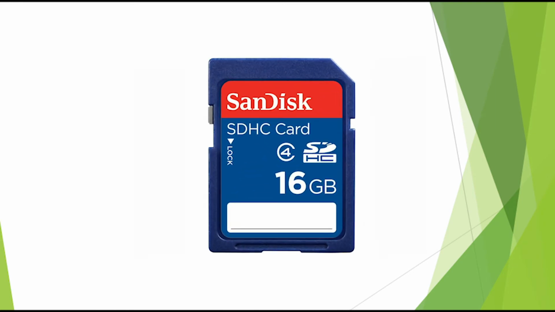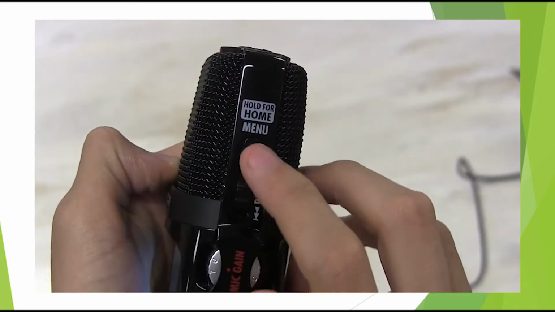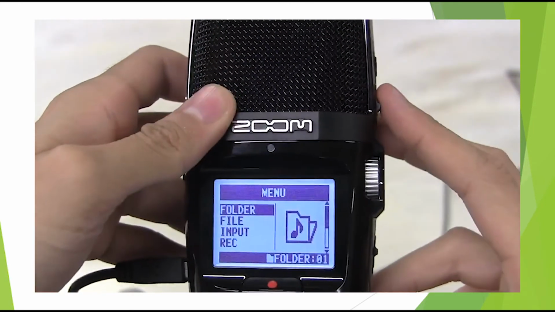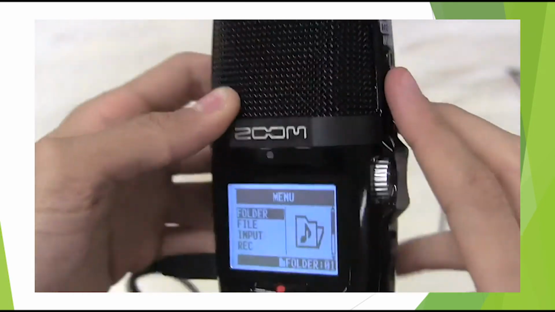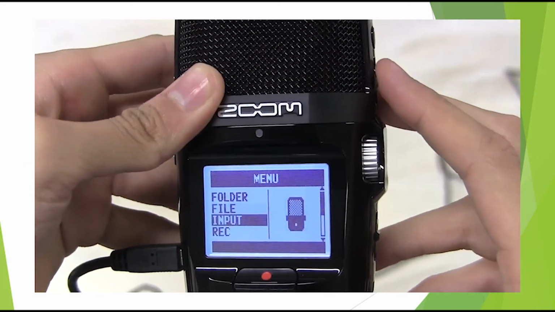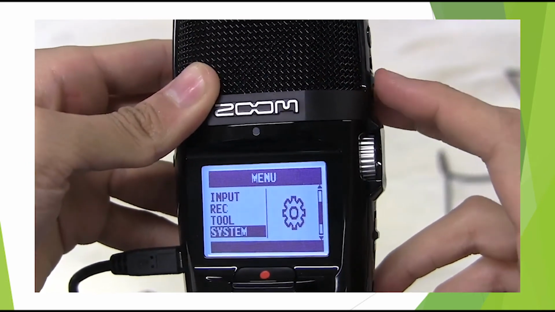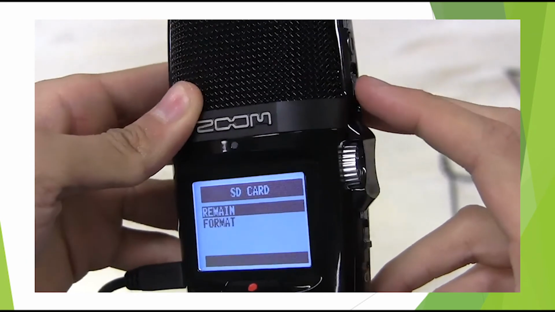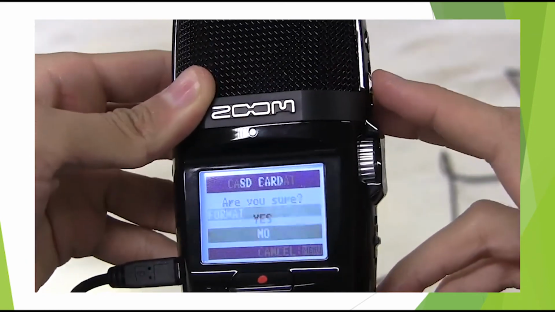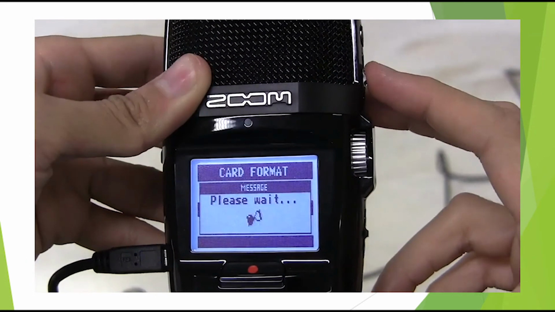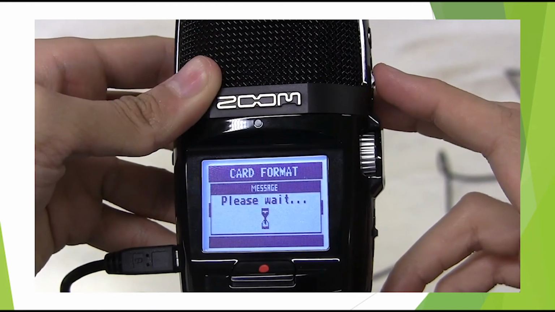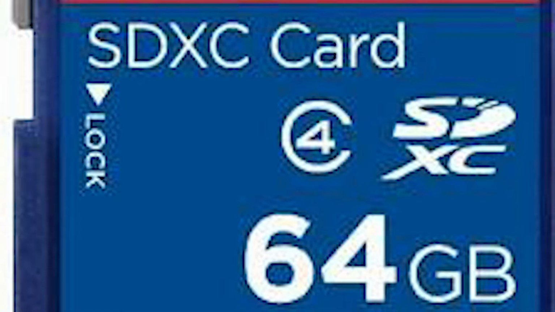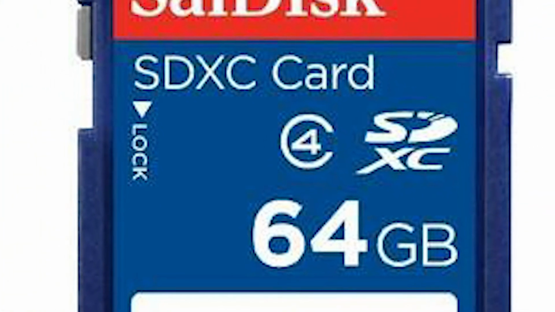To format the SD card to erase any files on the card, press the menu button on the side of the recorder, then navigate the menu until you reach SD card and press down on the slider. Then navigate to Format, press down on the slider again to navigate to Yes, then press down on the slider again and your card will be formatted. An important note, these Zooms won't read an SD card that is larger than 64 gigabytes.